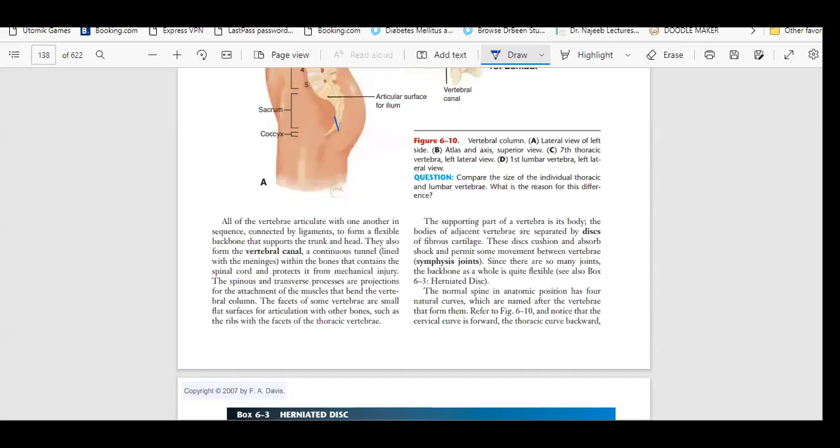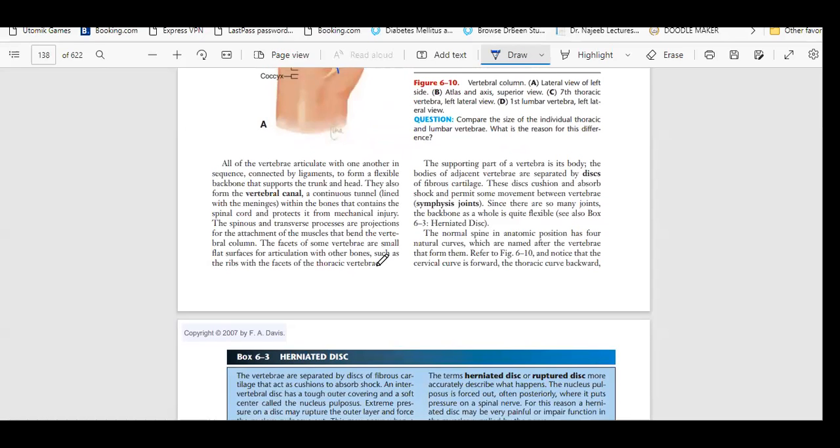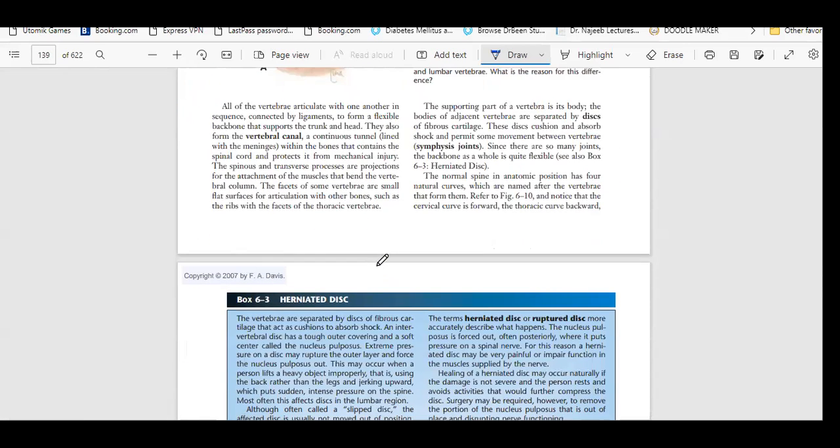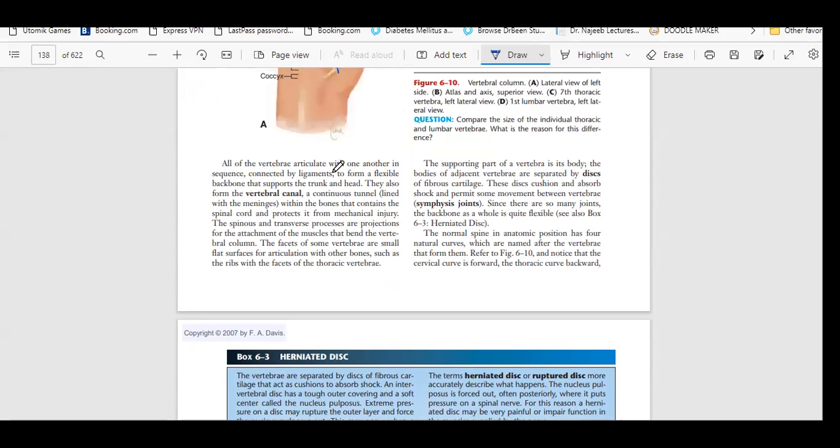We will talk about the vertebral column in more detail in the central nervous system. All the vertebrae articulate with one another in sequence, connected by ligaments. So each vertebra is connected with ligaments to form a flexible column that supports the trunk and head. They also form the vertebral canal, which I showed in the figure, a continuous tunnel within the bones that contains the spinal cord and protects it from mechanical injury.